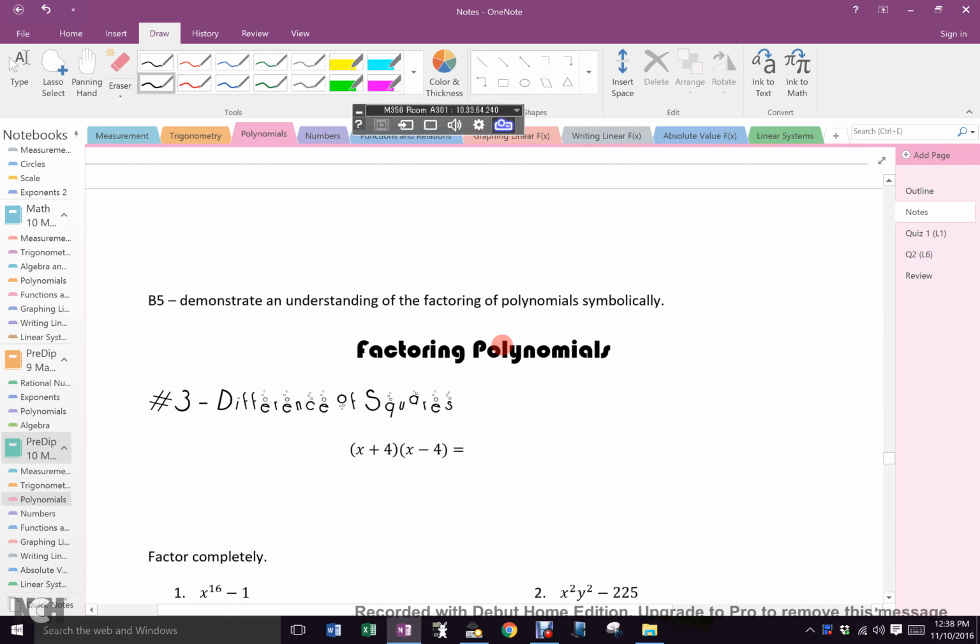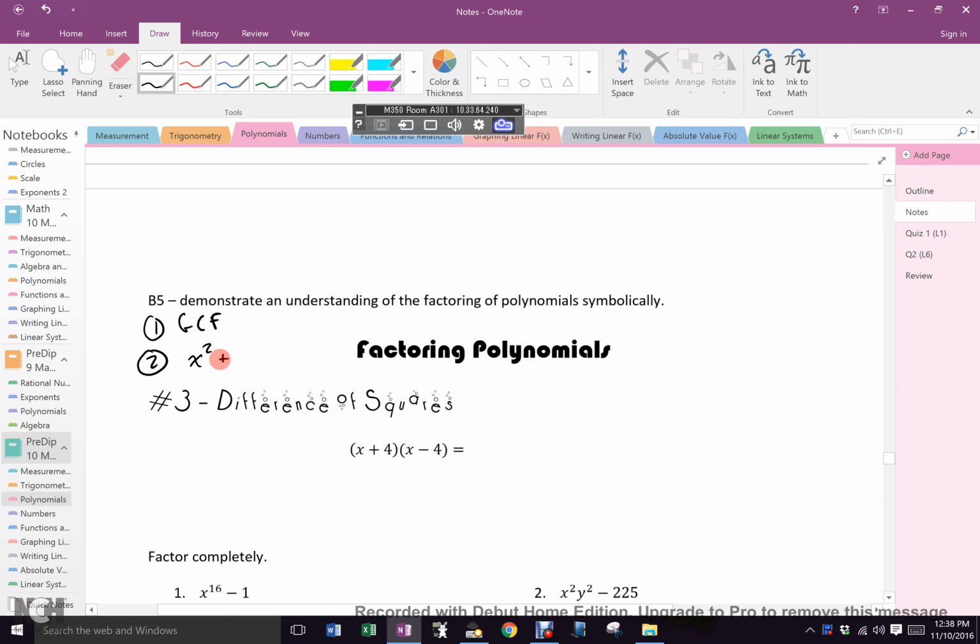This is the third kind of factoring I showed you. What was the first? GCF. What should you always try every time? GCF. Second, trinomial factoring, which looks like this. 1 was GCF. 2 was trinomial factoring.